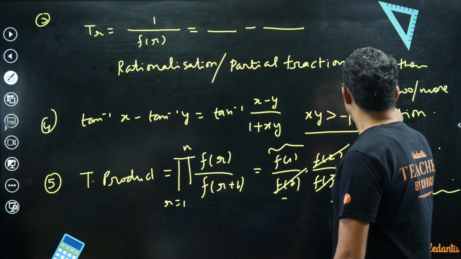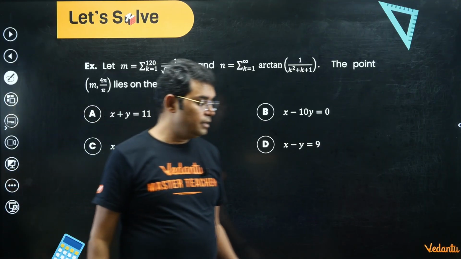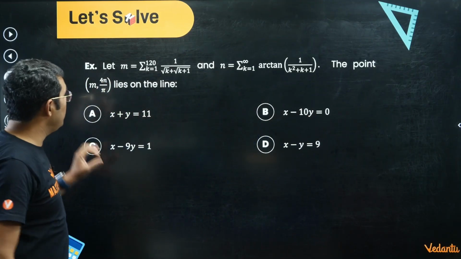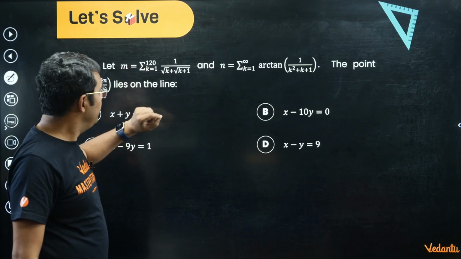Okay. So let's start doing some questions which are given in this session actually. So my first one is m is equal to summation of 1 upon (under root k plus under root k plus 1).